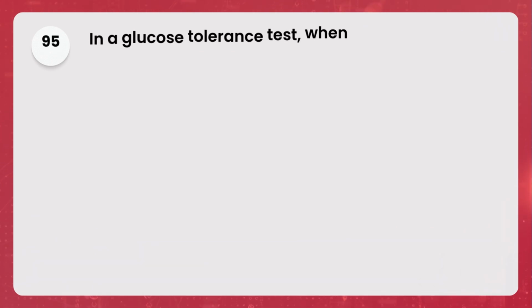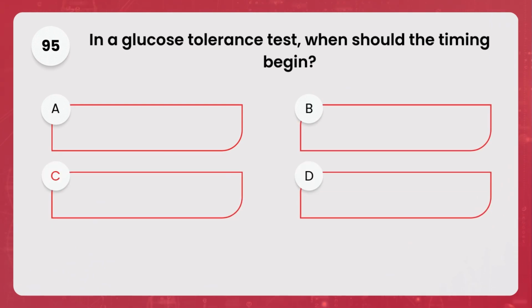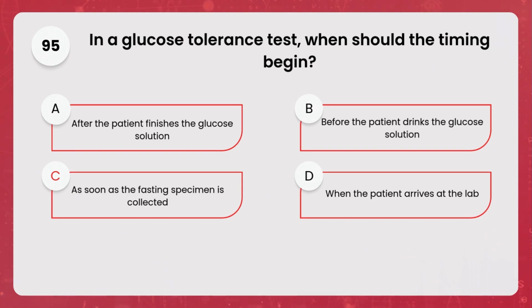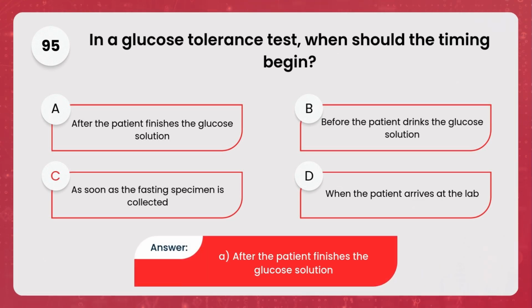Number 95. In a glucose tolerance test, when should the timing begin? A. After the patient finishes the glucose solution. B. Before the patient drinks the glucose solution. C. As soon as the fasting specimen is collected. And D. When the patient arrives at the lab. The answer is A. After the patient finishes the glucose solution.